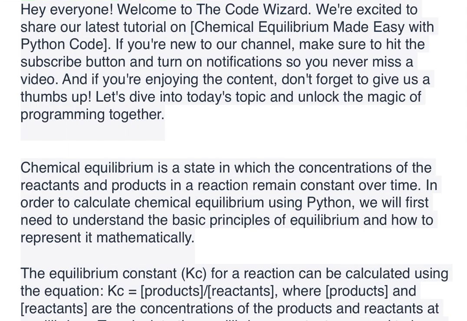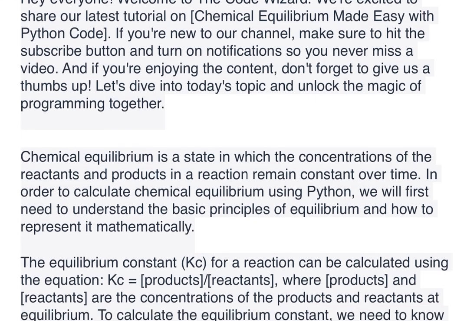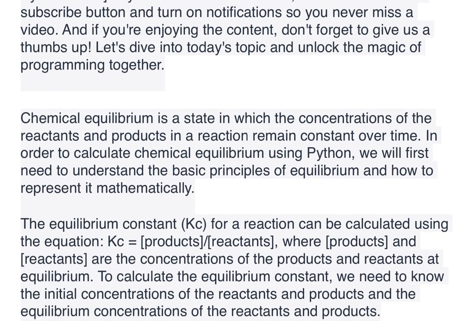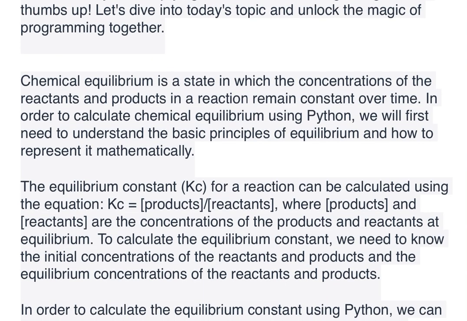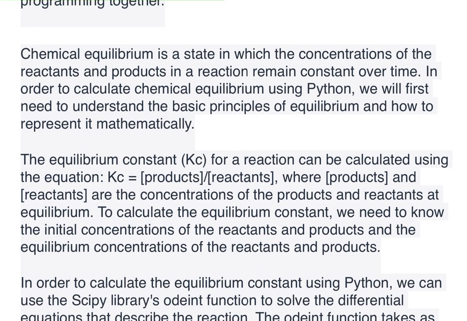Let's dive into today's topic and unlock the magic of programming together. Chemical equilibrium is a state in which the concentrations of the reactants and products in a reaction remain constant over time. In order to calculate chemical equilibrium using Python, we will first need to understand the basic principles of equilibrium and how to represent it mathematically.